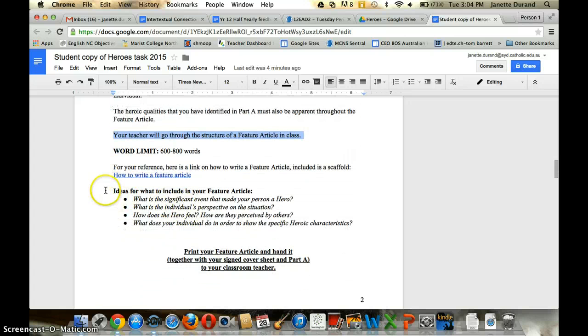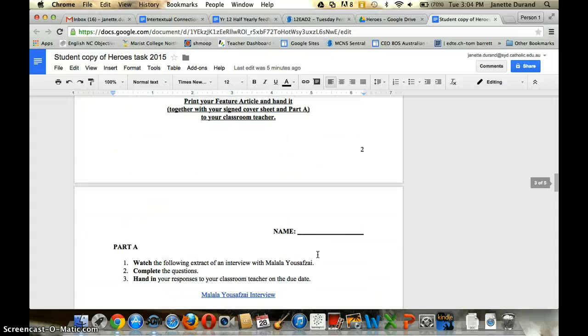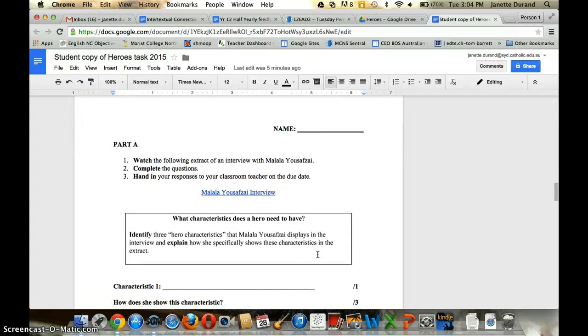And here are some ideas about what we would like you to include in your feature article. So what is the significant event that made your person a hero? What is the individual's perspective on the situation? So if they're from war, what was it all about? How does the hero feel and how are they perceived by others? What does your individual do in order to show the specific heroic characteristics? Now, I'll just go down here, gentlemen, and from Part A, this is continued on.